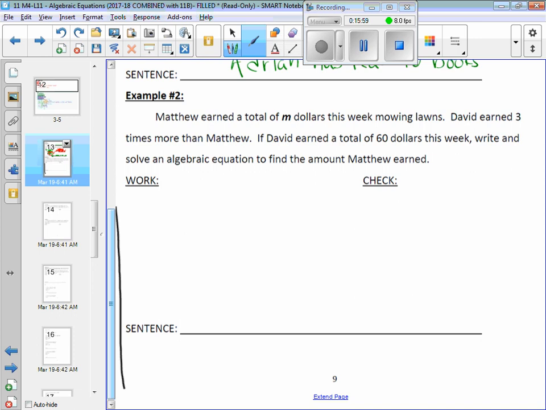Sure, but let me set it up and then I'll have you. I'll do it with you. So Matthew has earned a total of $M this week mowing lawns. David, and I'm going to underline this, David has earned 3 times more than Matthew. Do you remember back in lesson 4 when we did words to math? 3 times more than somebody else is 3 times M, because the variable M is representing Matthew's dollars. So we know 3M, 3 times Matthew, makes a total of $60.